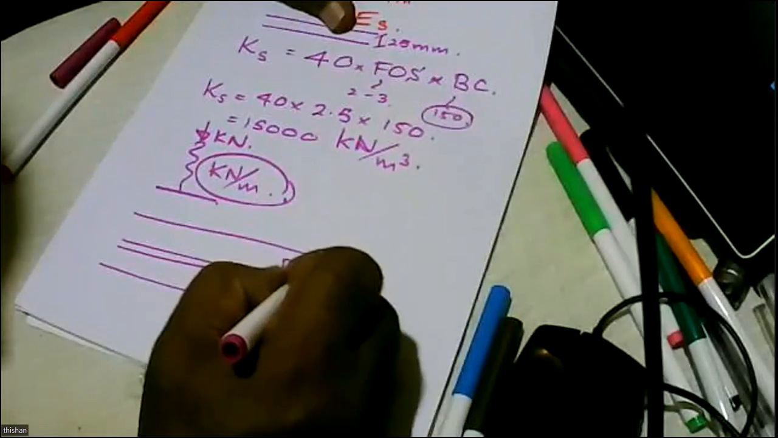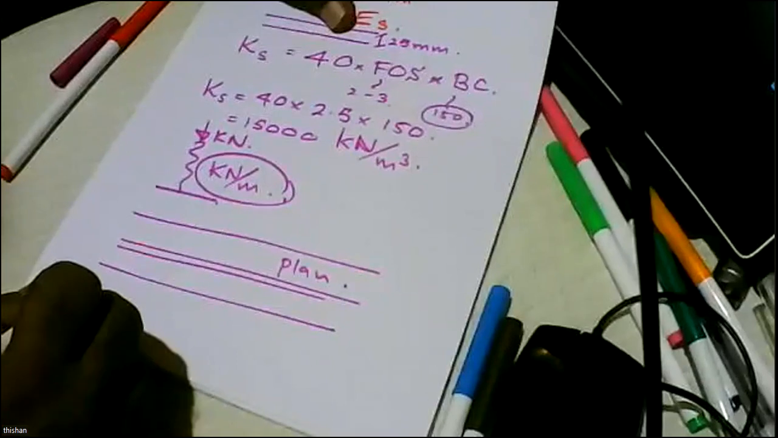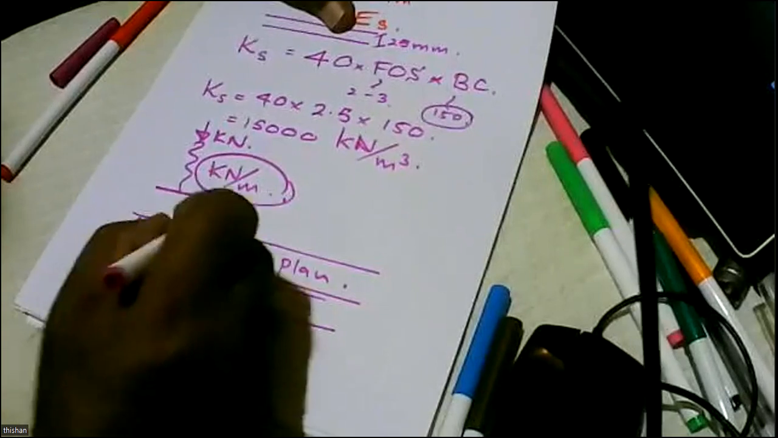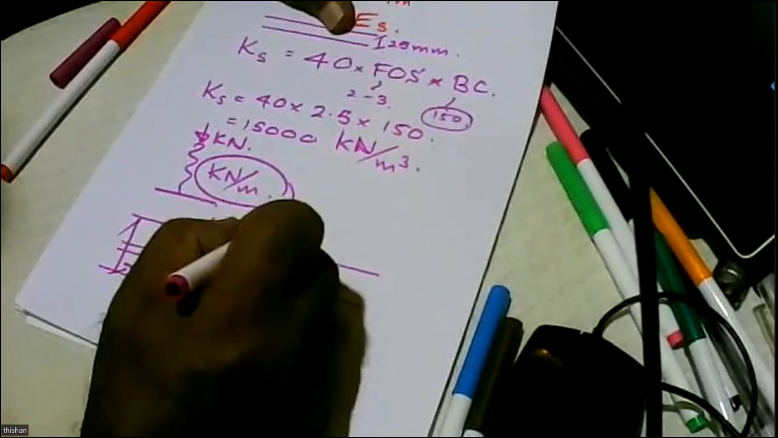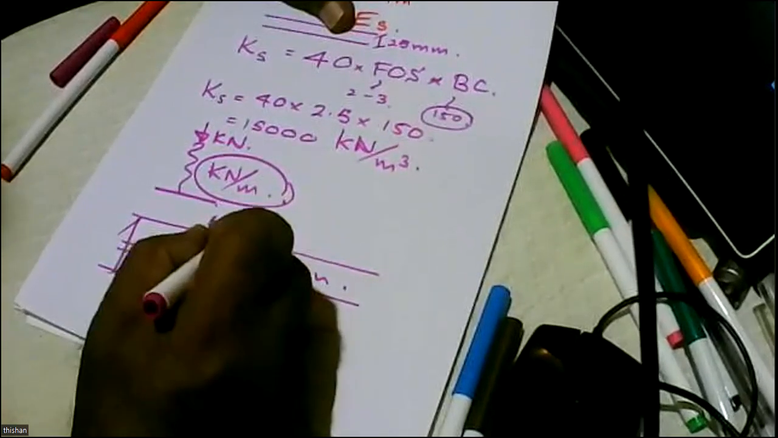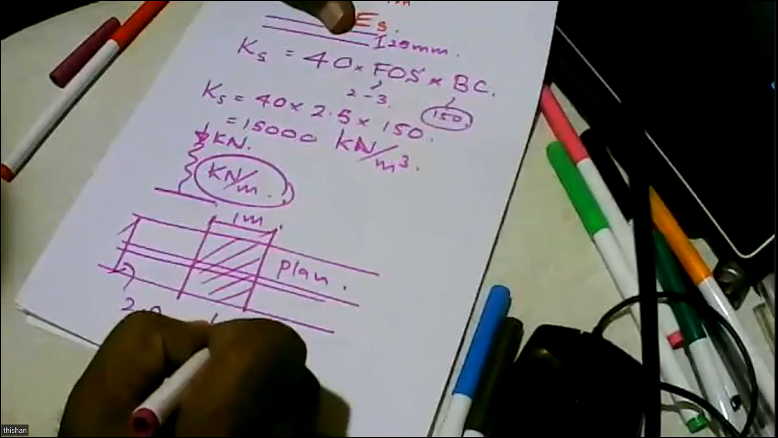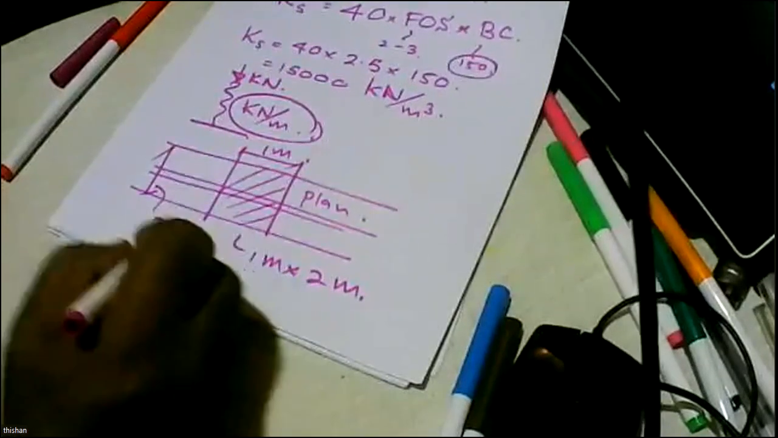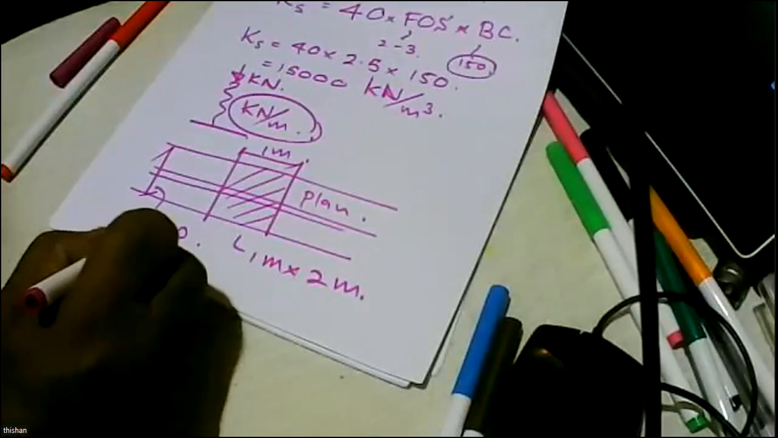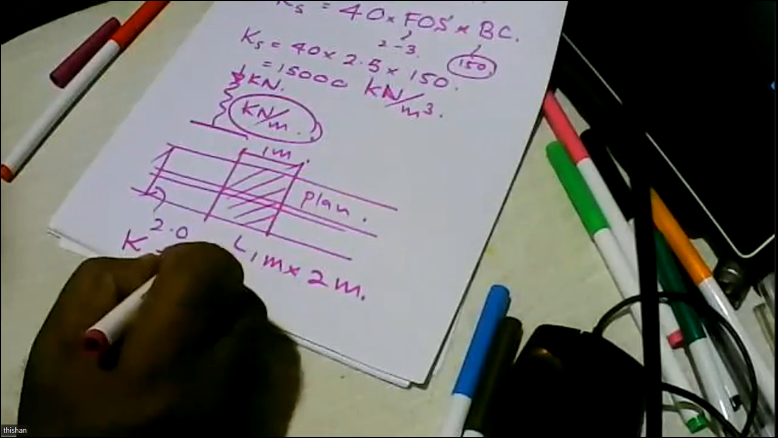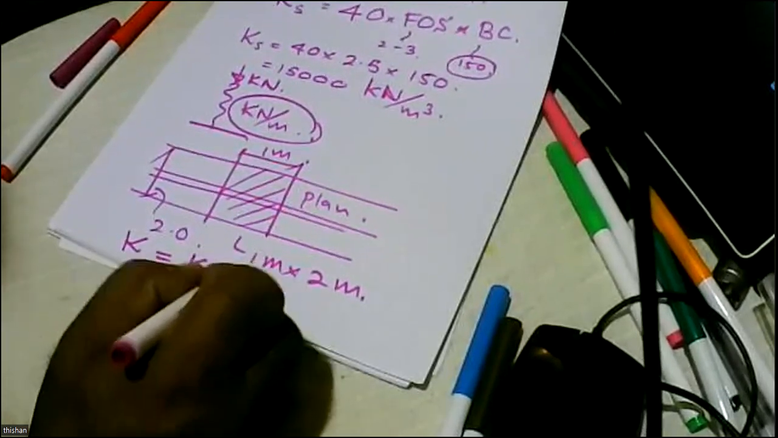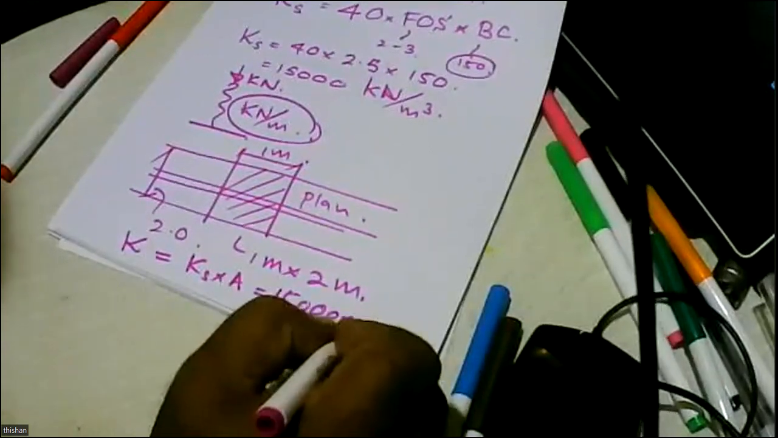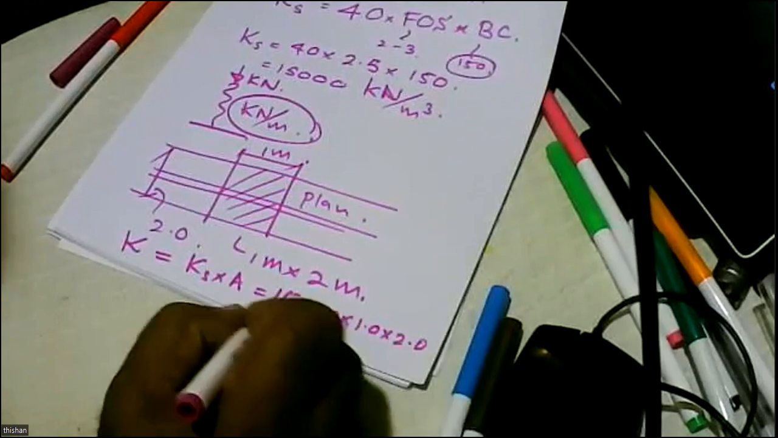But it doesn't matter, because we are going to have an inverted T-type foundation. I'm looking at the plan view. When you have a foundation, it might have a width of 2 meters. And if I'm going to get springs at 1 meter interval, each spring will represent 1 meter by 2 meter area. So to get the spring constant K, I have to multiply Ks by area. That means 15,000 multiplied by 1.0 multiplied by 2.0. So I get 30,000.